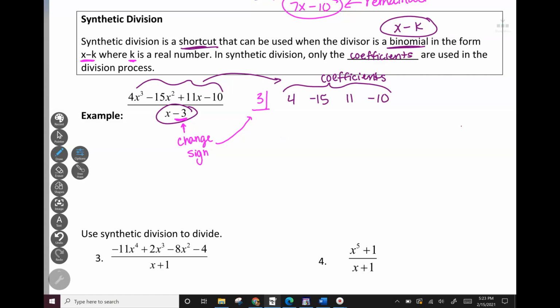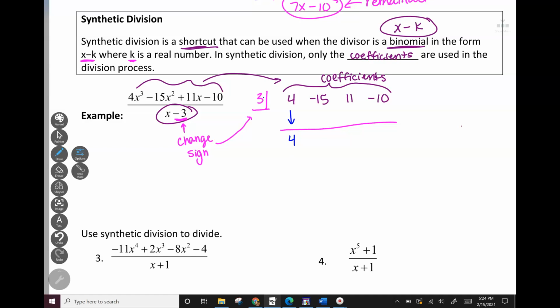Okay, and then we're going to draw a little line a little bit below those coefficients. All right, so that's the setup. You're taking this number, changing the sign, so that gives you 3, listing out your coefficients, making sure there's no terms missing. Okay. Now, the first thing you do in the process is drop this 4. Bring down that 4, the first number, bring it down.